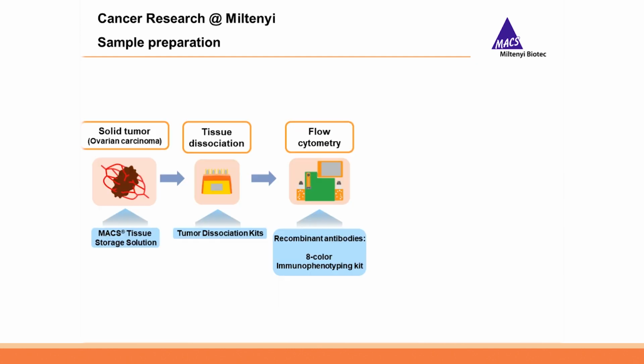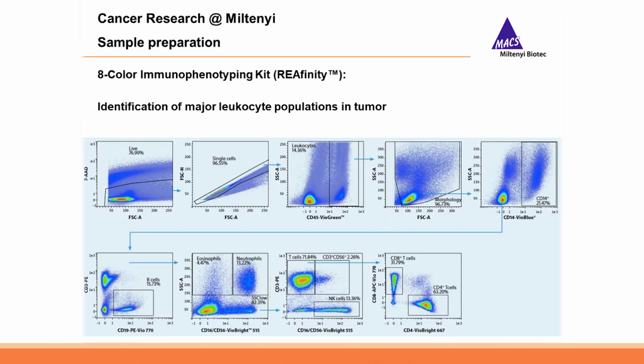After dissociation, we took a small sample to identify and quantify the immune cell populations using our 8-color immunophenotyping kit. Here, I am showing the plots with the gating strategy. After excluding dead cells and doublets, we gate on CD45 positive leukocytes. From those, we use a morphology gate to exclude small debris and large tumor cells.